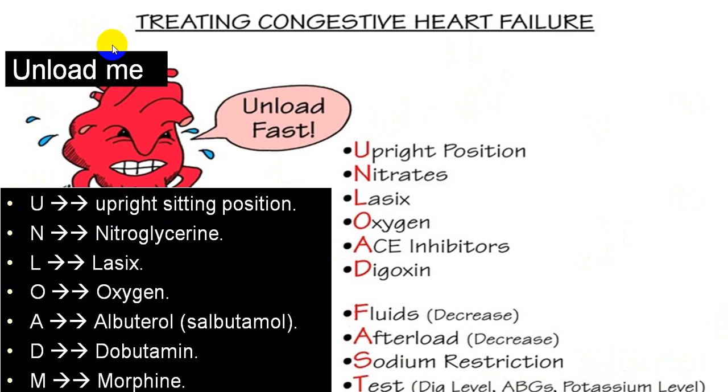And when you use UNLOAD ME, it means upright position, nitroglycerin, Lasix, oxygen, A for salbutamol, or we call bronchodilator, D for dobutamine, that is vasopressor, M for morphine, and E for electric shock in case of certain cardiac arrhythmia, particularly atrial flutter and fibrillation.